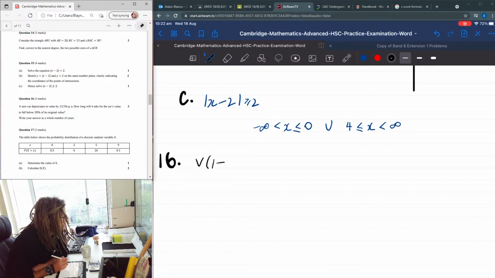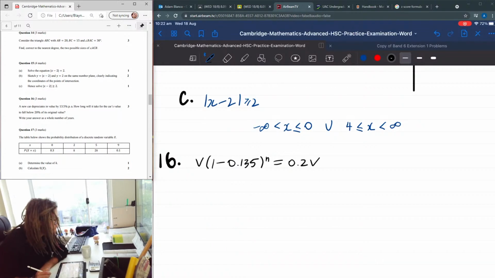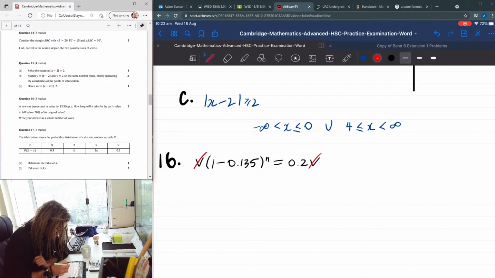I don't like it written like that, so let's just go 0.135. How long is what I'm trying to find? Okay, and I want to know when that's equal to 20% of the original, so when it's 0.2 of the original. Okay, so that's my equation. I've just set up my equation.